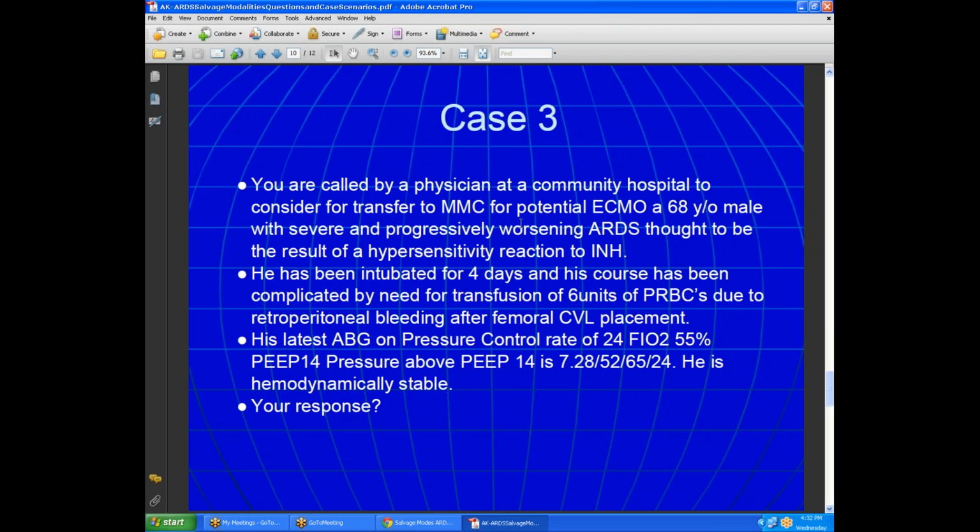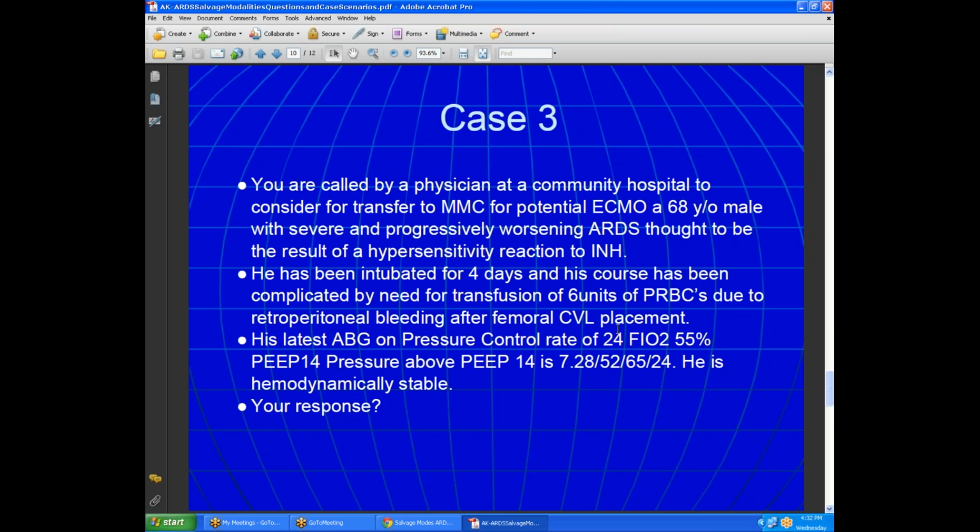Called by a physician at a community hospital, considering transfer to Monty for potential ECMO, and this was a real case too. It was one of the PA's uncles: a 68-year-old male with severe, progressively worsening ARDS, thought to be a hypersensitivity reaction to INH. He's been intubated for 4 days, and his course has been complicated by need for transfusion of 6 units of red cells due to retroperitoneal bleeding after femoral central line placement.